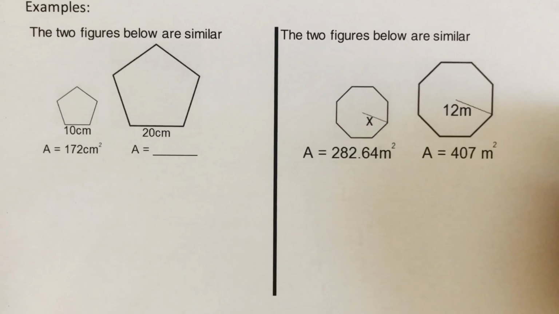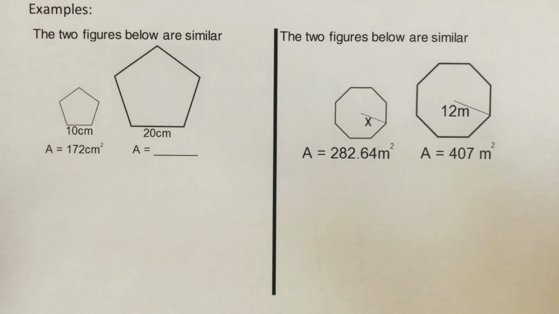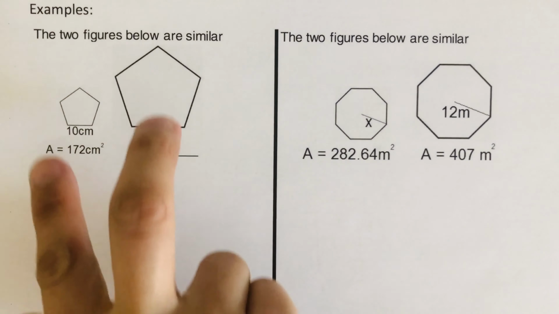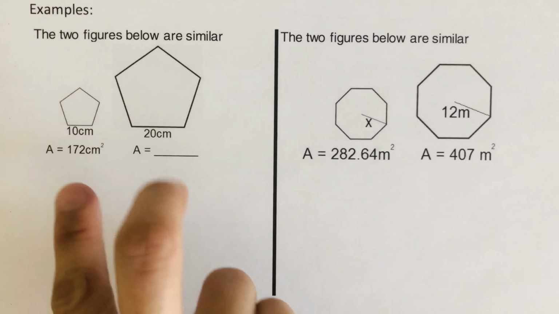So remember, the area ratio is actually the square of their lengths. In this case, these two are pentagons. This is a pentagon since there are 5 sides: 1, 2, 3, 4, 5.